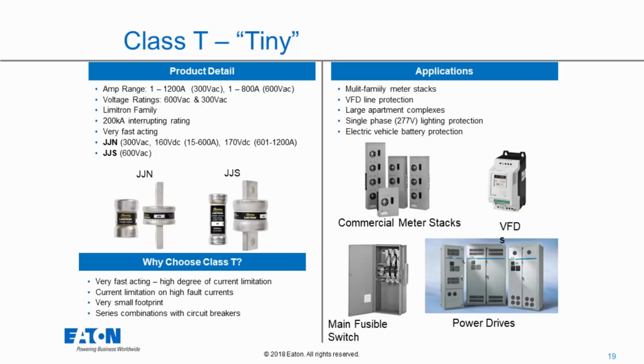The other reason is we have 2 different ratings on here for voltage ratings. There's a 600 volt rating and there's a 300 volt rating. They're part of our Limitron family. They also have a very high interrupting rating. They're a 200,000 amp rated device. They're very fast acting. So these things you do not want to put in front of a motor or those applications because of how fast they act. They don't have any kind of overload element in there. So these things, when they do see a short, they're going to act very quickly, and they're going to make sure they take your system offline very quickly if there is a fault, a short circuit fault.